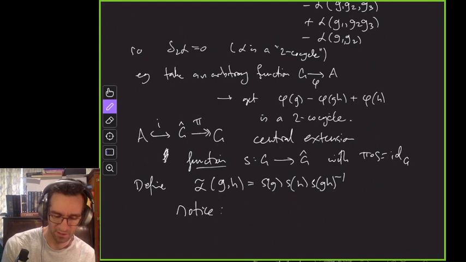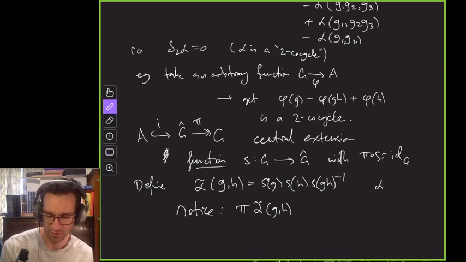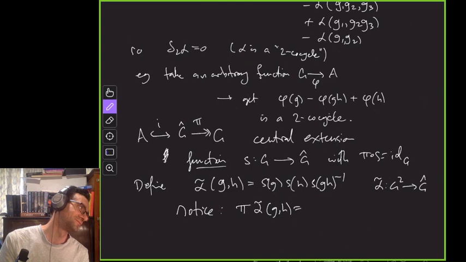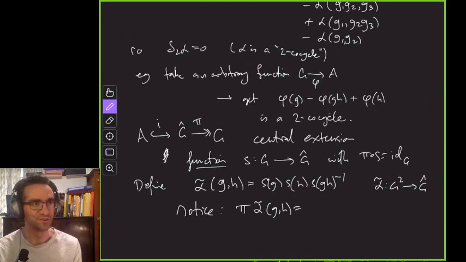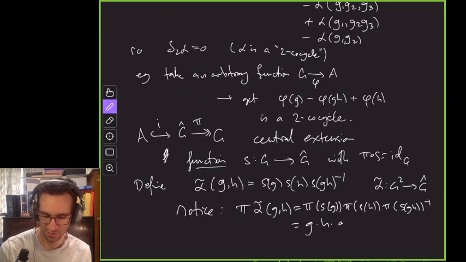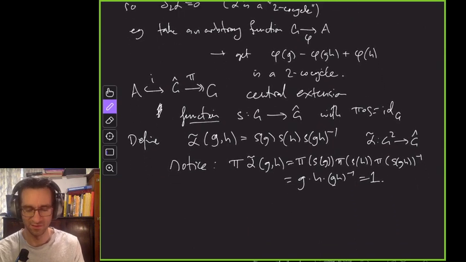And I could notice that alpha twiddle is a function from G squared to G hat, but pi of this, pi is a homomorphism, and so you can split it up like so. But it's a section, so it's g times h times gh inverse, which is 1. And so alpha twiddle of g, h is in the image of i.